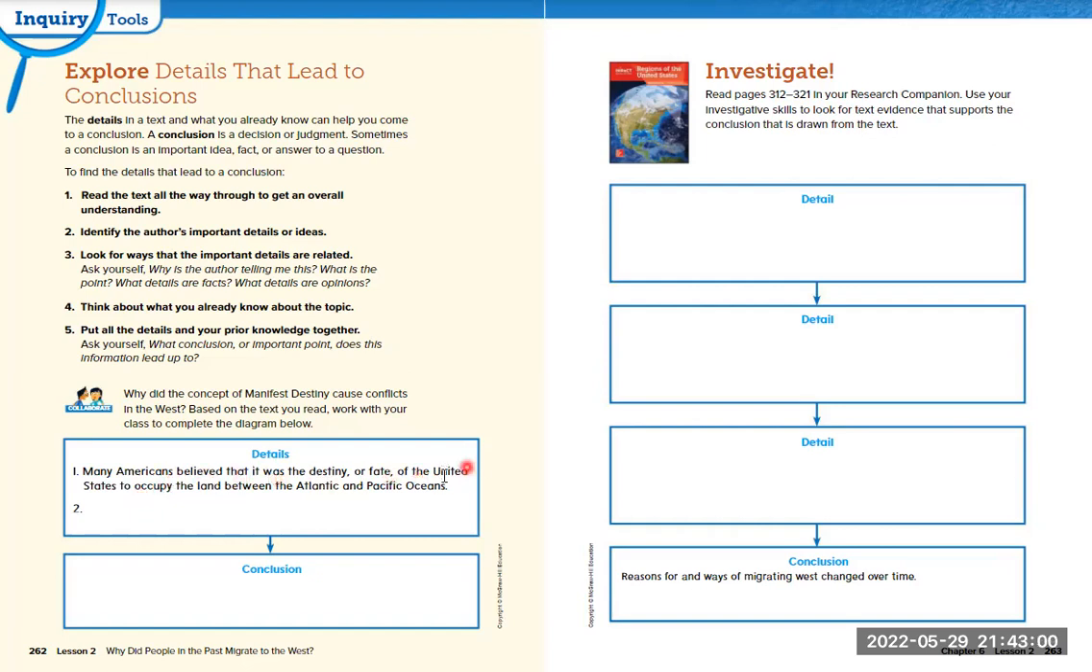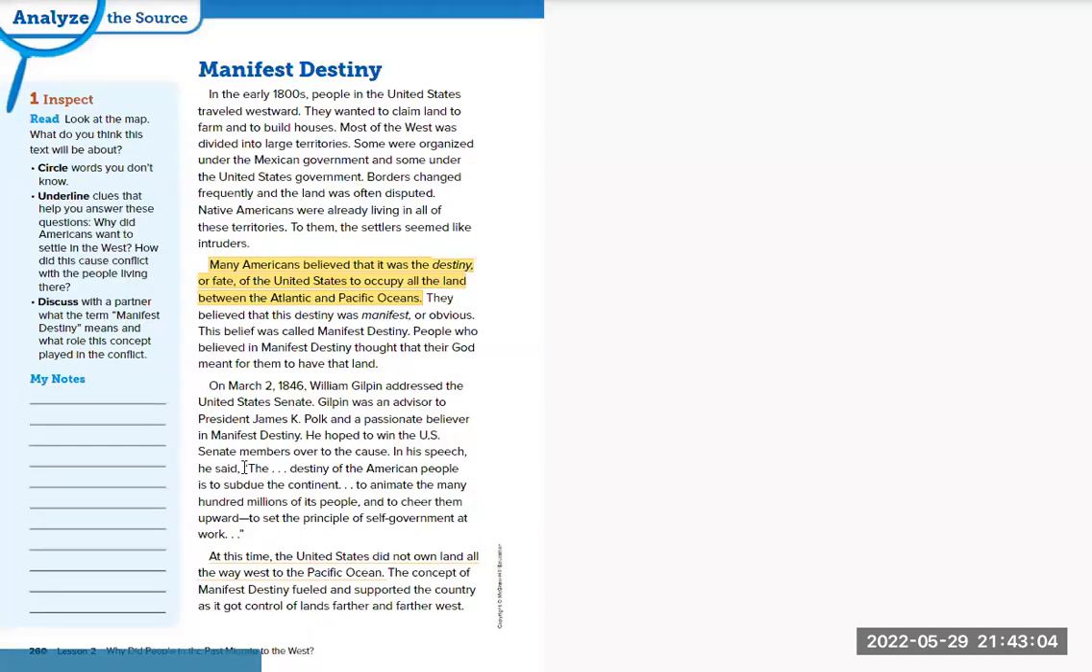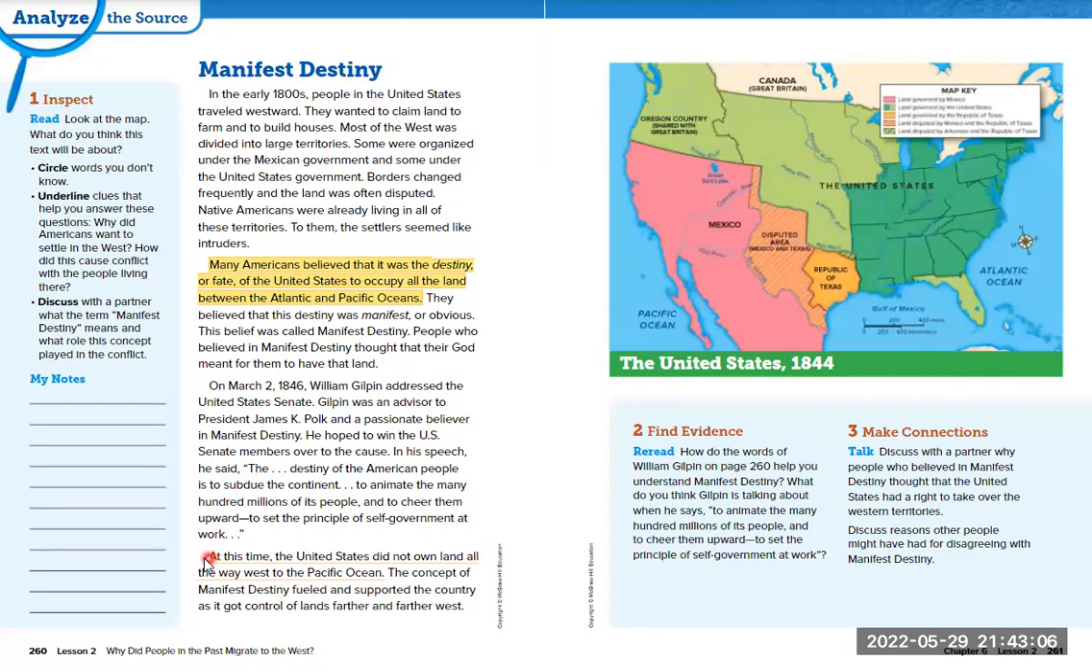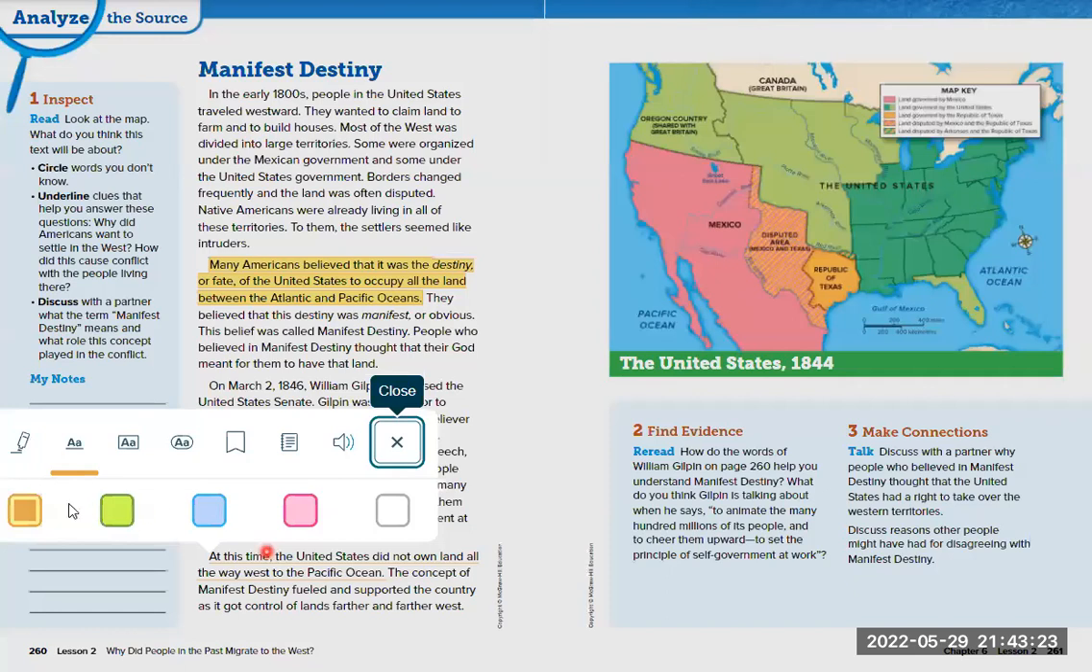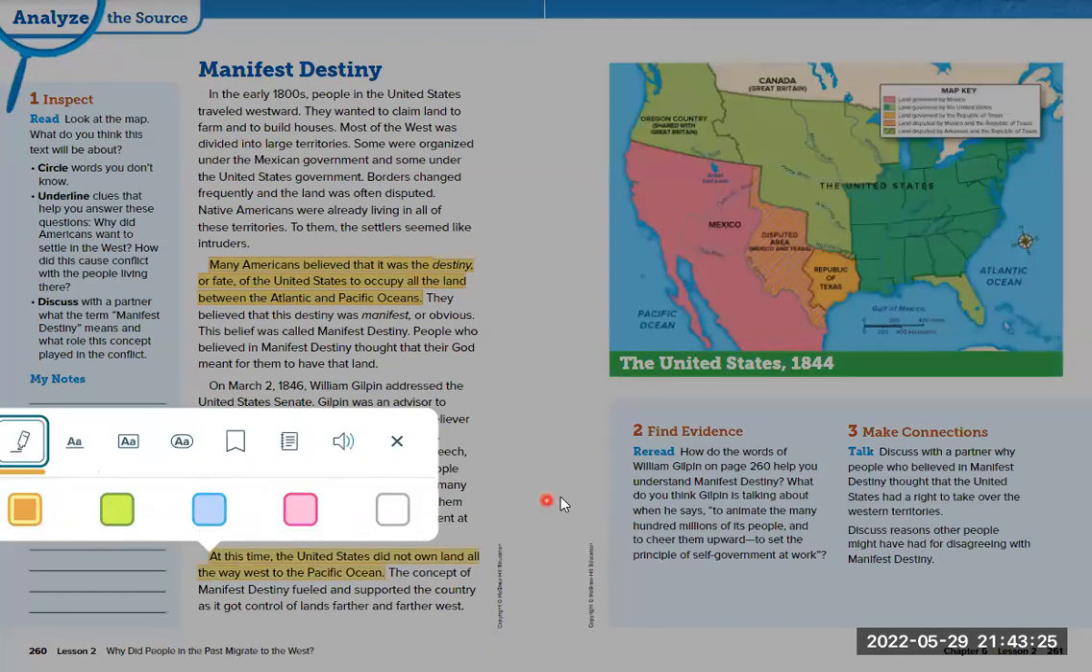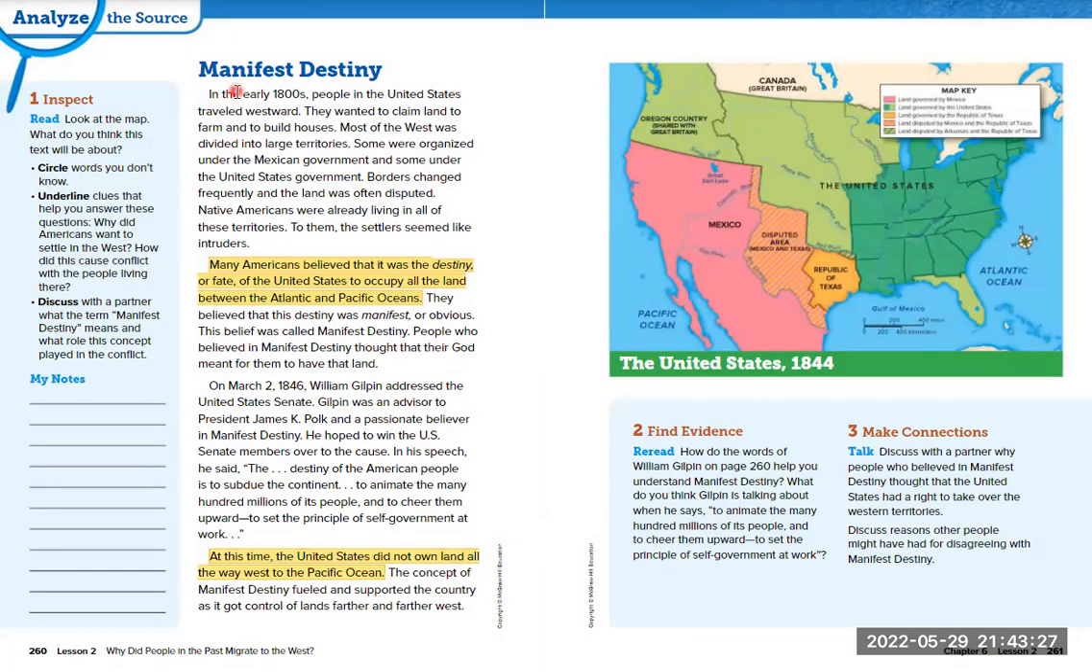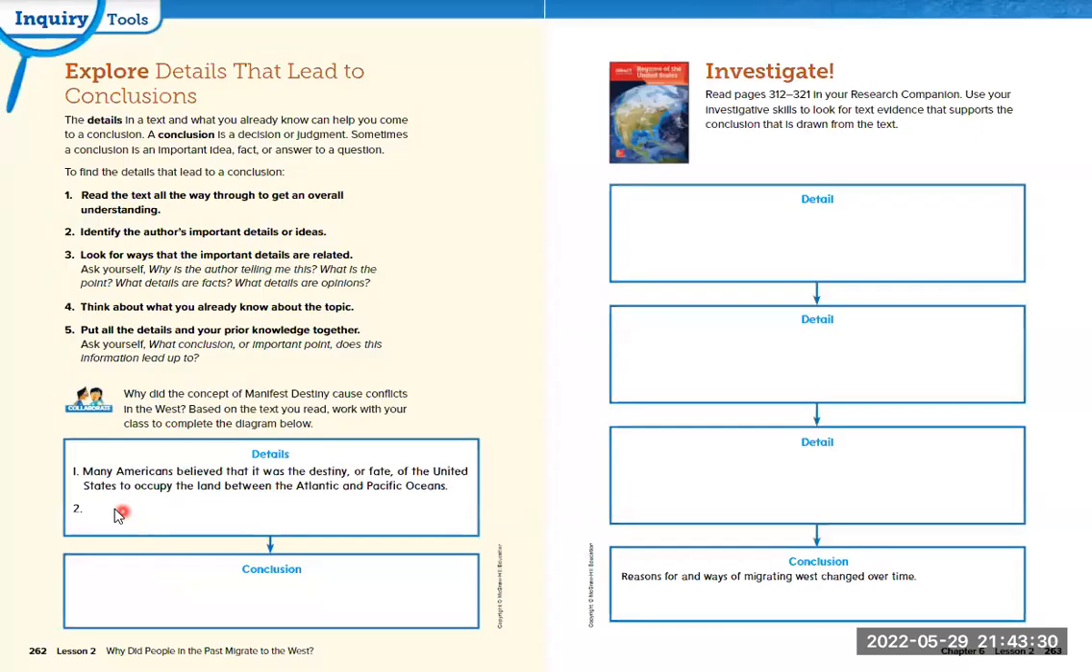They believed it was destiny or fate of the United States to occupy the land between the Atlantic and the Pacific. Another thing that they did was, at the time, the United States did not own all the land all the way to the Pacific Ocean. So they believed that it was their right to have all of this land, but they did not own all of this land. So that would be our second detail. So we're going to go ahead and highlight that, and we're going to add it over here.